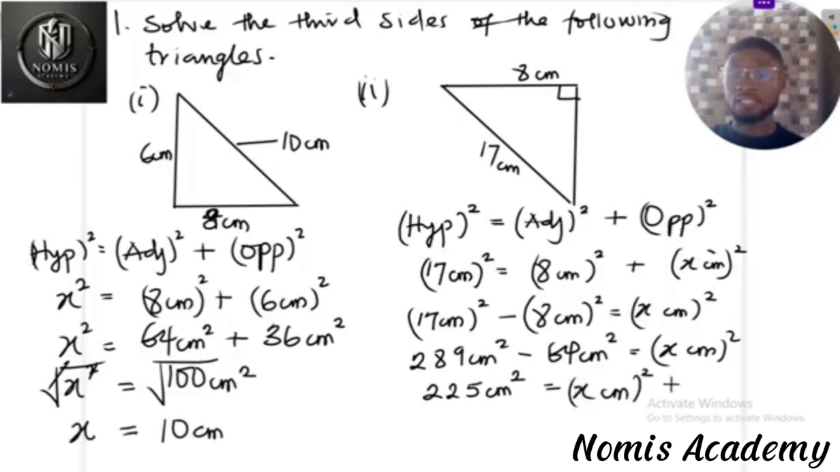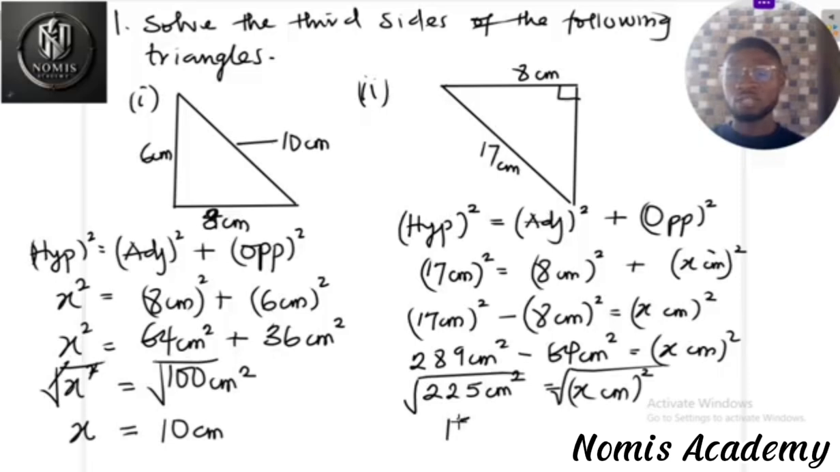Because I'm just looking for x and not x squared, because the third side is just x, what I will do is to square root both sides. I'll find the square root of 225 centimeters squared. That's asking what number would I multiply by itself to give me 225. If you think, you get it to be 15. If you try 10 times 10 is 100, 11, 121, 12, 144, 13, 169, and 14, 196. So the next should be 15, and you should get 225.